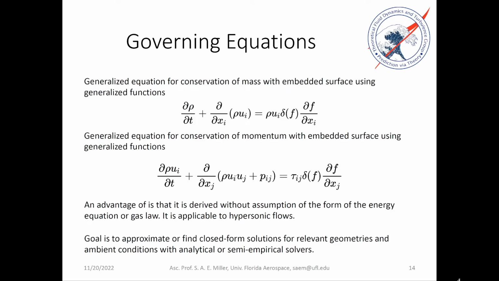The first on the page is the continuity equation, and the right-hand side has a generalized function of delta. And f is an arbitrary shape evolving in space. The second equation is the generalized momentum equation, and it turns out we don't need a gas law to solve for the density field, and we will recover other variables via basic theory once we know the density field. Our goal is to find a closed form solution of these two equations.